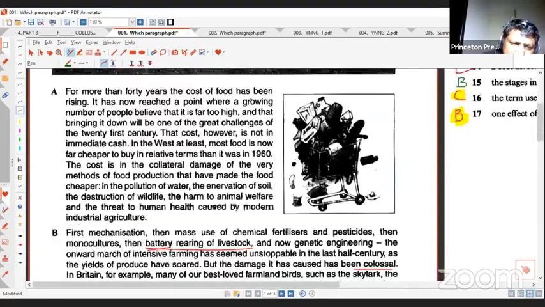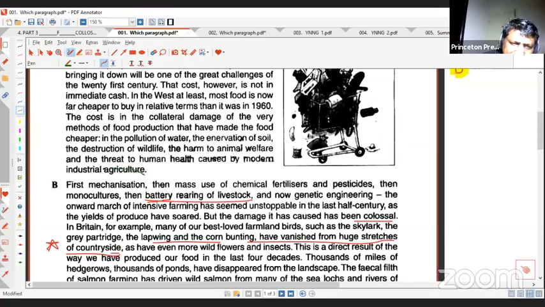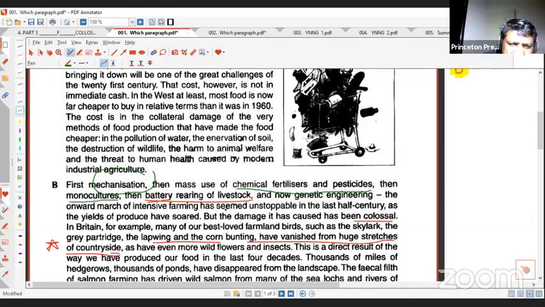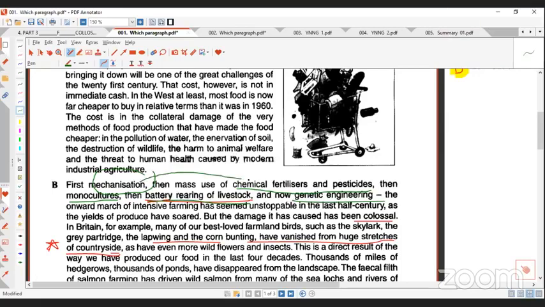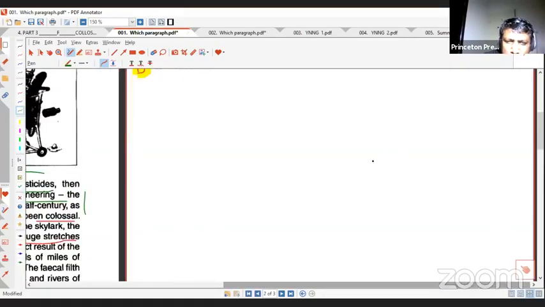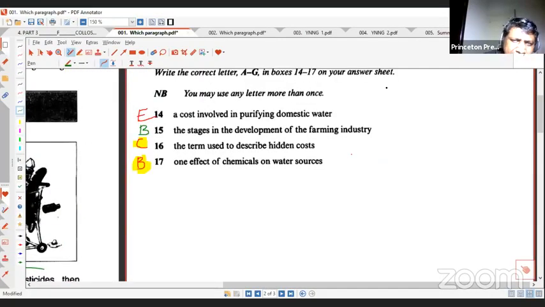So we first started with mechanization, then chemicals and monocultures, then battery rearing of livestock, and now genetic engineering. This is the last. All these are the stages. Okay, these are the stages. We left it, and in the last two you wouldn't have found it. So the answer is like that.